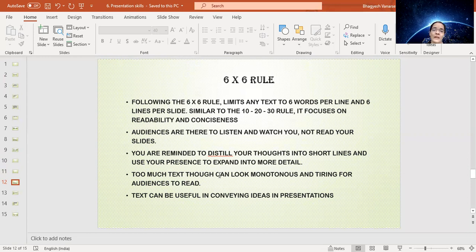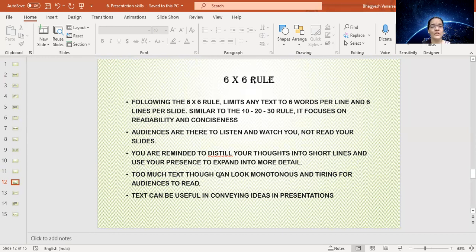Audiences are there to listen and watch you and not read the slides. Always remember this. The rule reminds you to distill your thoughts into short lines and use your presence to expand into more detail. Otherwise, the audience will keep on reading the slide and they will not pay attention to what you are saying.